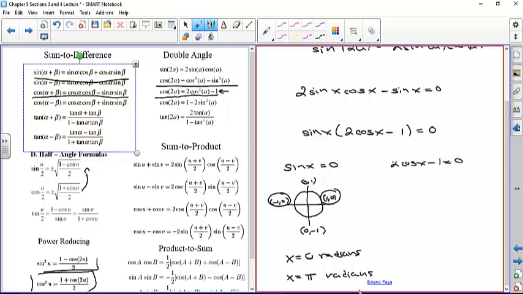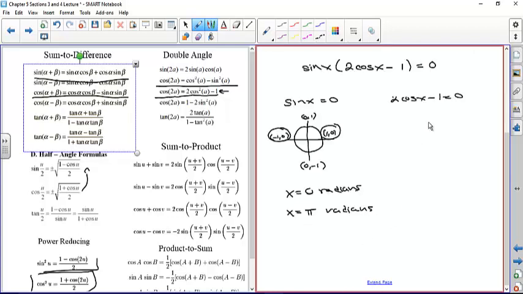And then over here, if we solve for the cosine of x, we'll get the cosine of x equals 1/2.